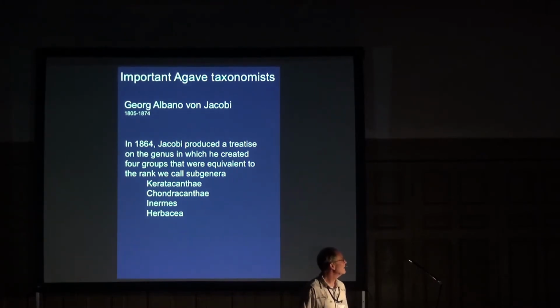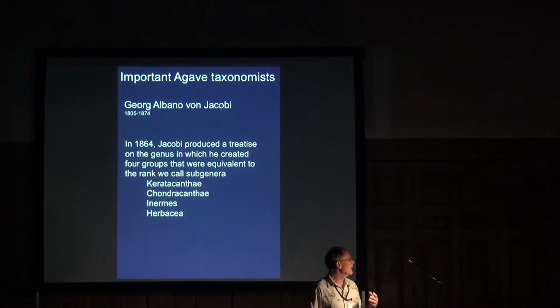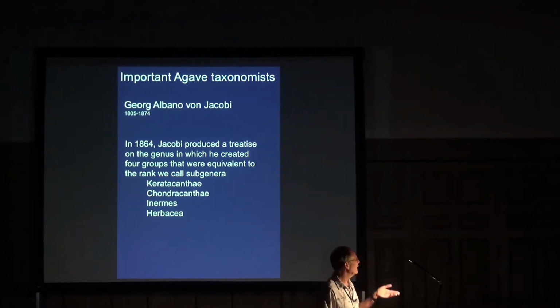Then George von Jacobi came along in 1864, and he produced his monograph in which he created 4 groups, and he called them the Ceratocanthae, Chondrocanthae, Inermes, and Herbaceae.